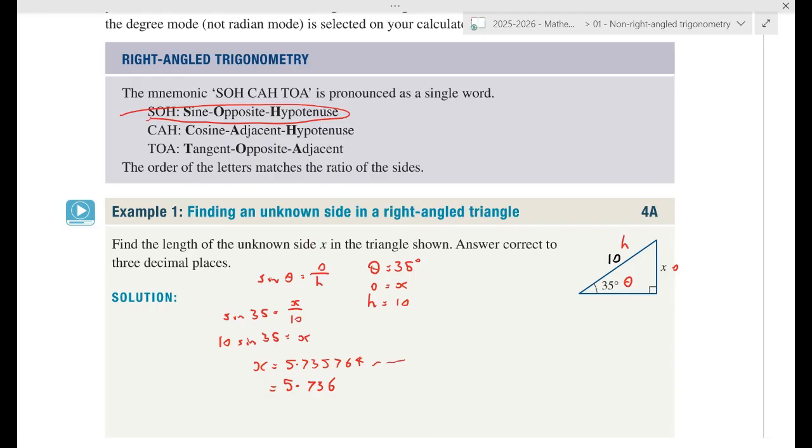But if it was meters, the main thing to remember is when you're doing this, you're finding the length of an unknown side, so your answer is in meters or it's a length, not degrees. And that's about it on that one.